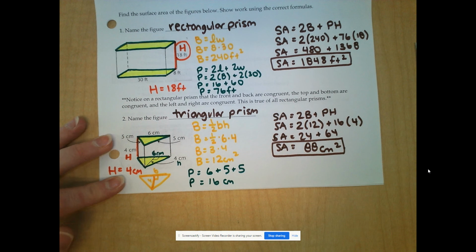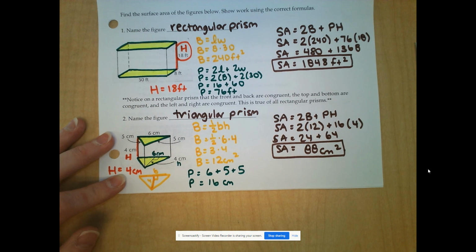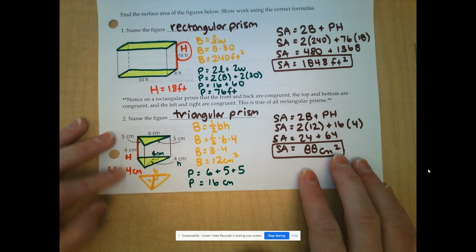Not terrible, but you do have to break it down and be pretty systematic. I need to do step 1, area of the base. Step 2, perimeter of the base. Step 3, what's the height? And then last, plug those into your formula.